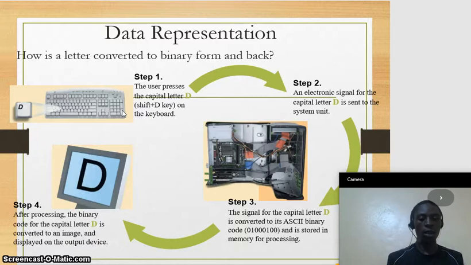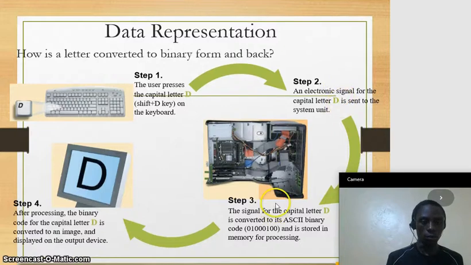So remember, we have our keyboard, if we're using desktop computers, which is just connected to our computer as a peripheral. When we type, there is a transmission of the signal, that electronic signal that takes it to the systems unit. So step 3 is this letter, capital D, is transmitted to the systems unit.